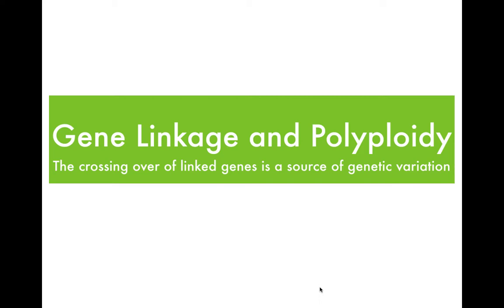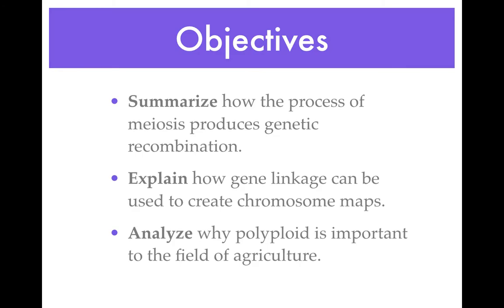Crossing over of linked genes is a source of genetic variation. And really that's what this whole section, this whole chapter is about. How to get variation. How can we have so many members of a species and yet each one of them is unique and different? So your objectives for this section are to be able to summarize how the process of meiosis produces genetic recombination. And I really think you probably got a pretty good handle on that.